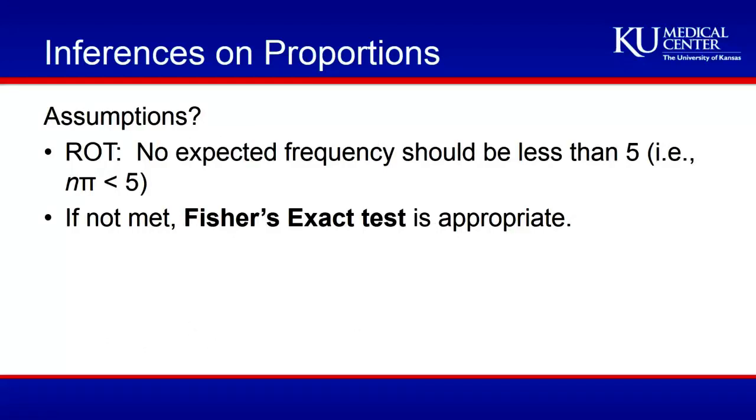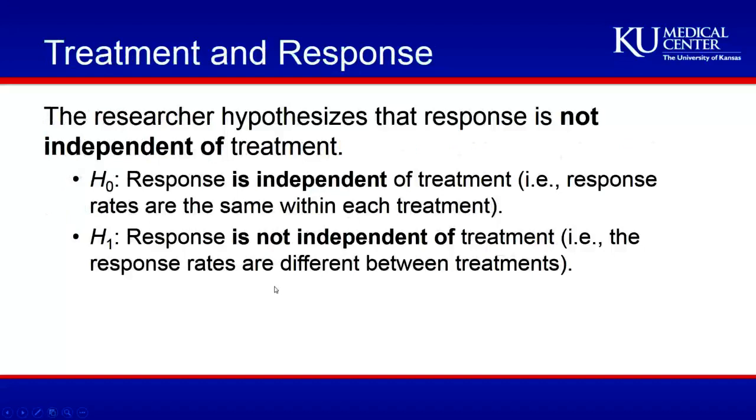If you don't have it, you can always default back to something that doesn't have a sample size restriction, like Fisher's exact test. And that, again, is non-parametric. It's an exact test, so it gives you an exact p-value, regardless of what the distribution of responses is.